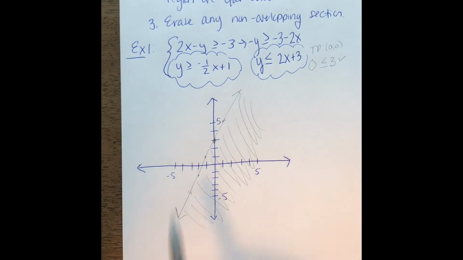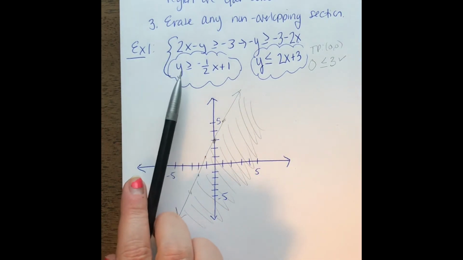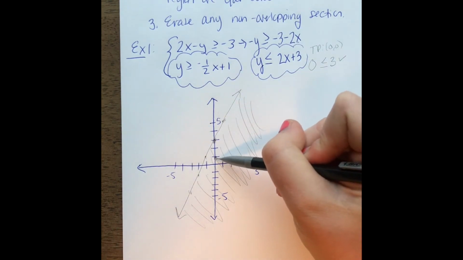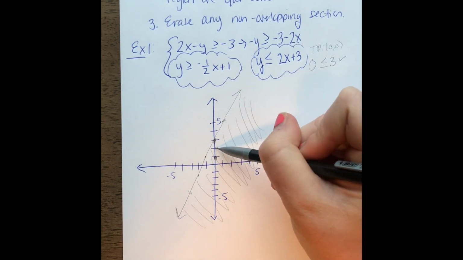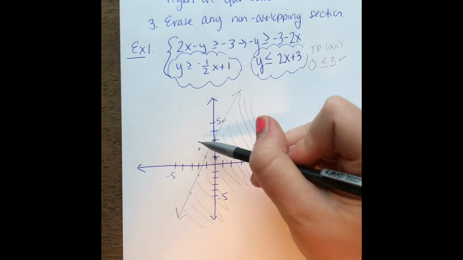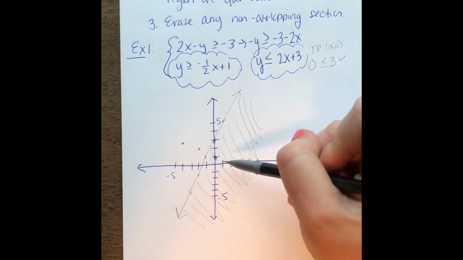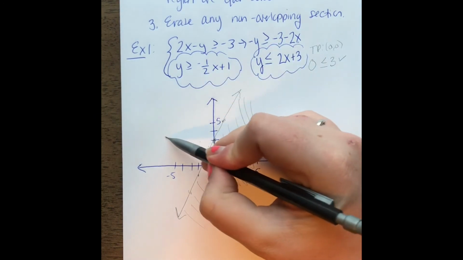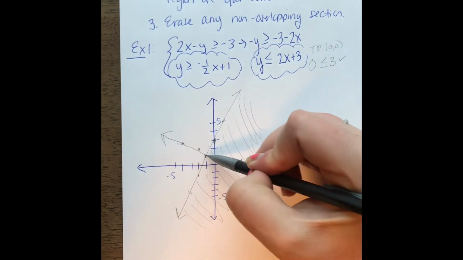Now for my second inequality, y is greater than or equal to -1/2 x plus 1. Plus 1 is the y-intercept, and the slope is -1/2, so rise 1 to the left 2, or down 1 to the right 2. Again, it's greater than or equal to, so it's going to be a solid line.